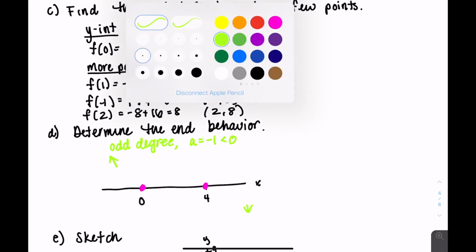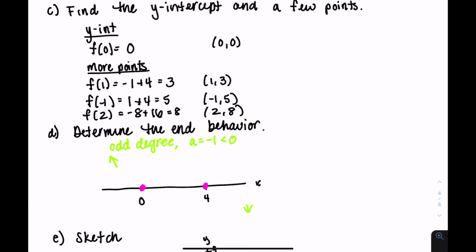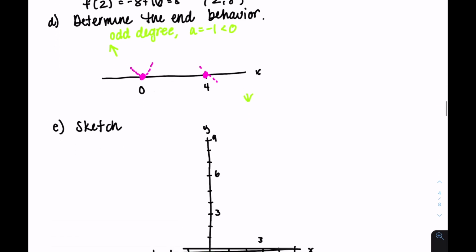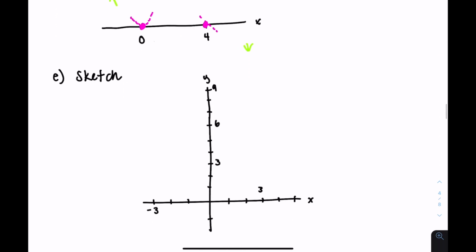And then we know at 0, it's just going to touch. So the graph's going to have this shape. And then it's going to cross through at 4. So it kind of gives me a good idea of what our polynomial is going to look like. So now we can go ahead and sketch everything. You plug in 0, we know we get 0. You plug in 4, we get 0 as well.